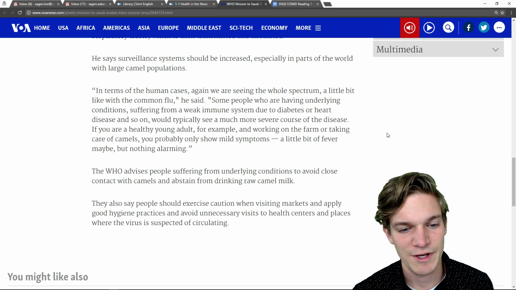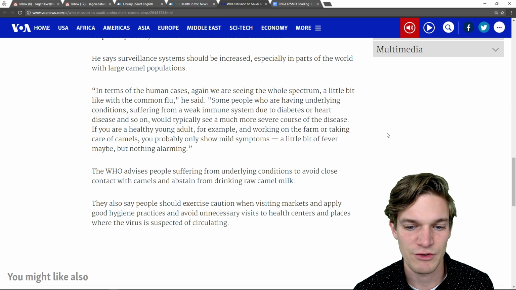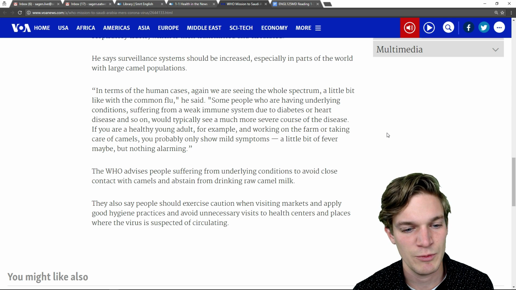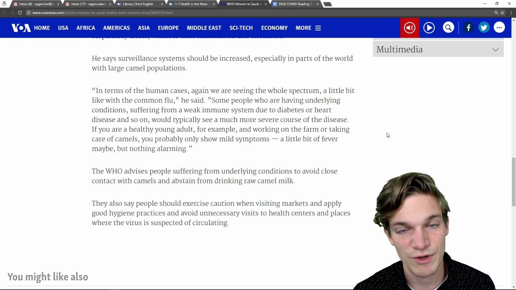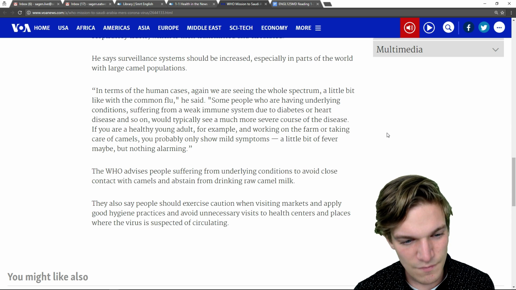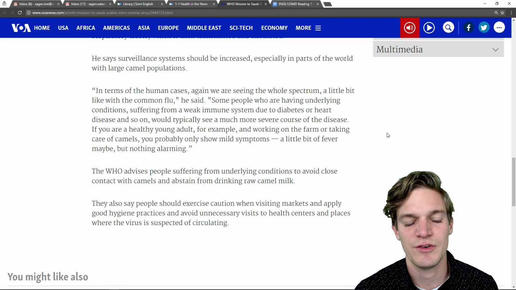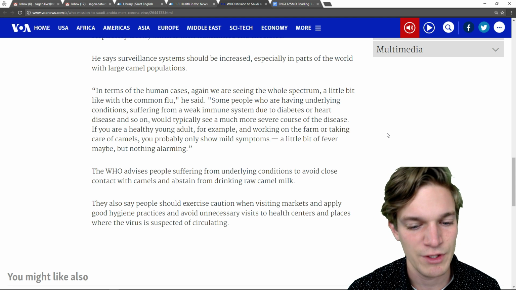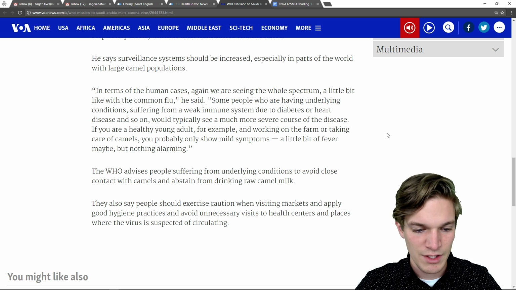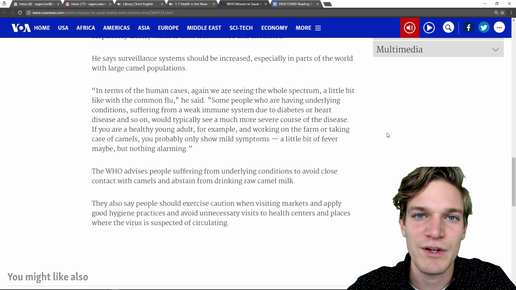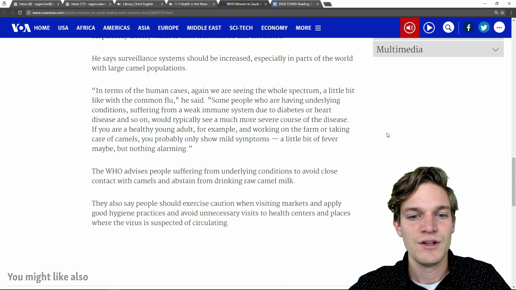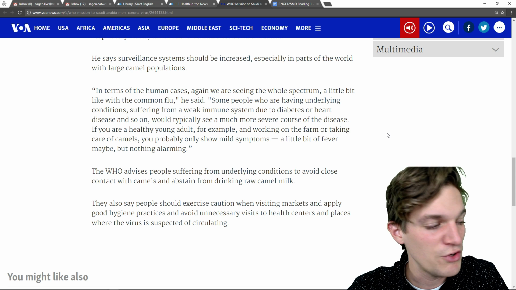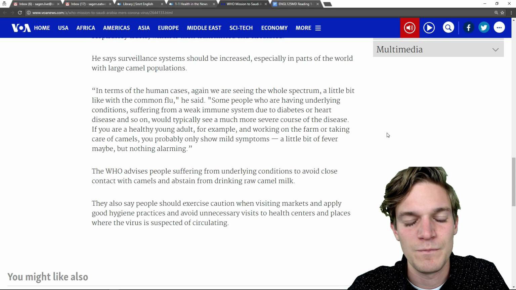The WHO advises people suffering from underlying conditions to avoid close contact with camels and abstain from drinking raw camel milk. They also say people should exercise caution when visiting markets and apply good hygiene and avoid unnecessary visits to health centers in places where the virus is suspected of circulating. So this gives us a little more information about the virus.